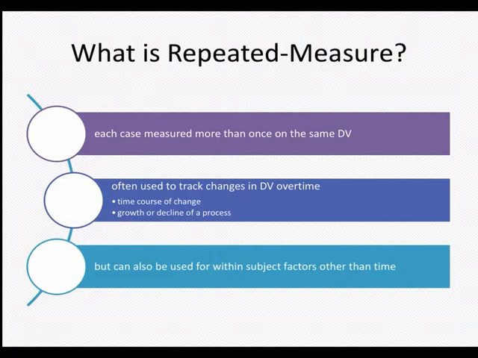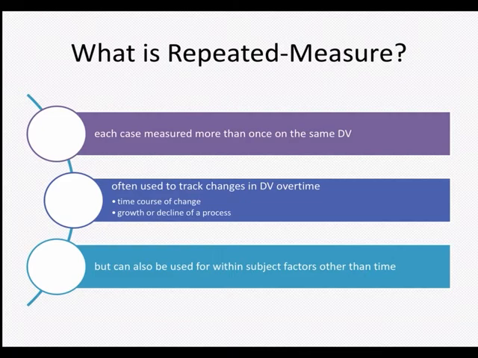So what is repeated measure? The easiest way to say is that each case is measured more than once on the same dependent variable. In other words, repeated measure is often used to track changes in the DV over time, the course of change, growth or decline. But I want you to know that it can also be used for other factors other than time. So repeated measure doesn't always mean the same variable measured over time.